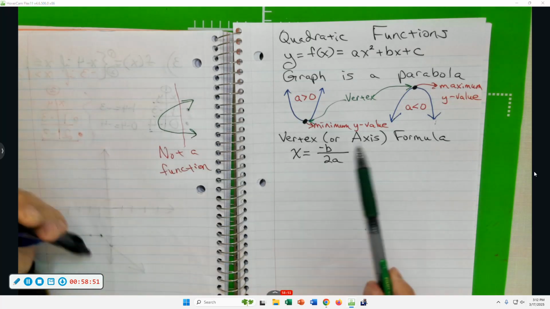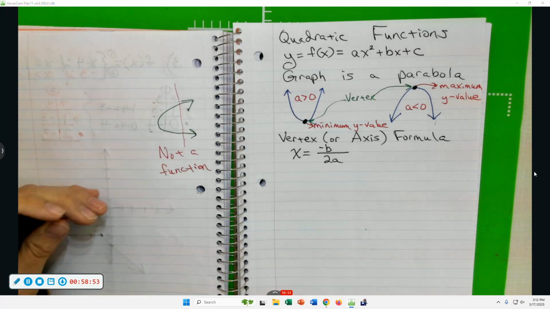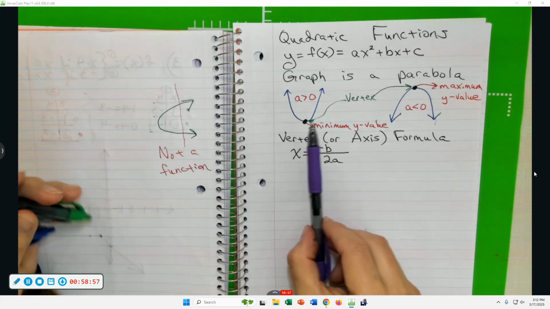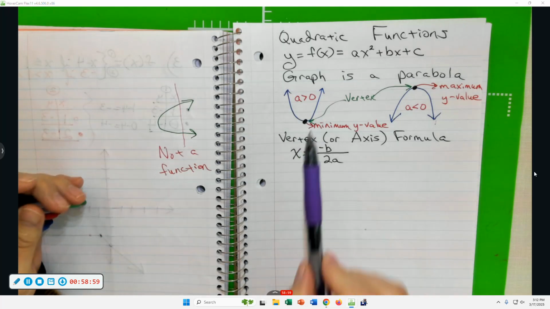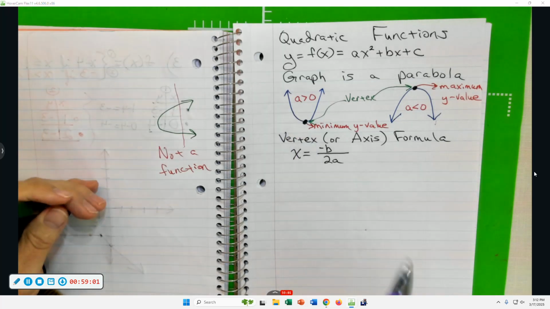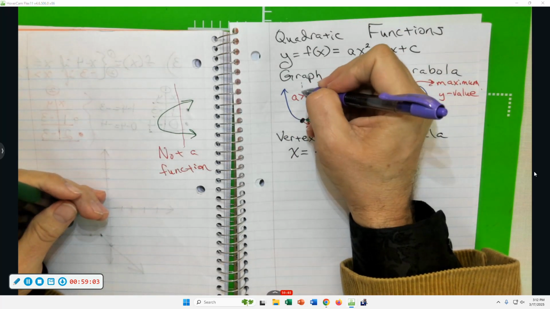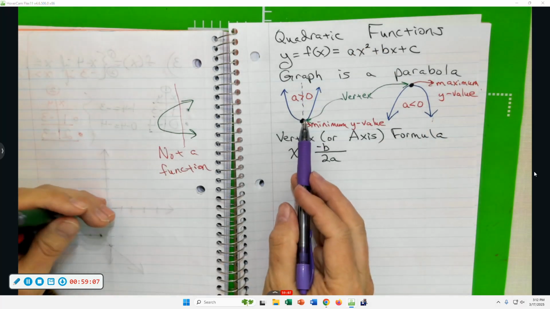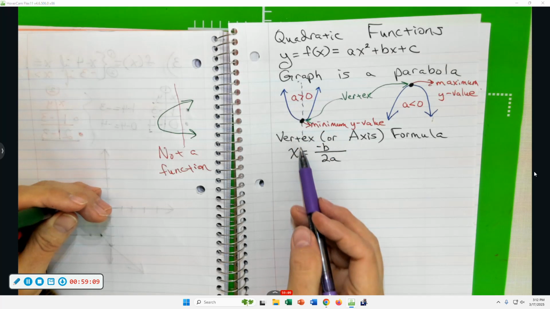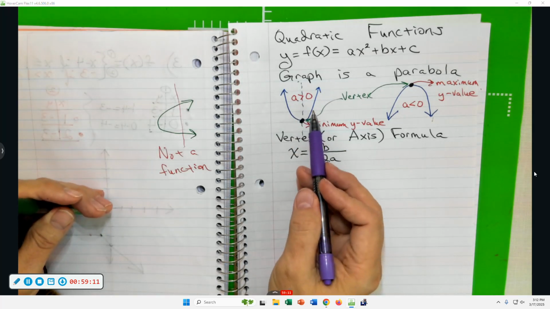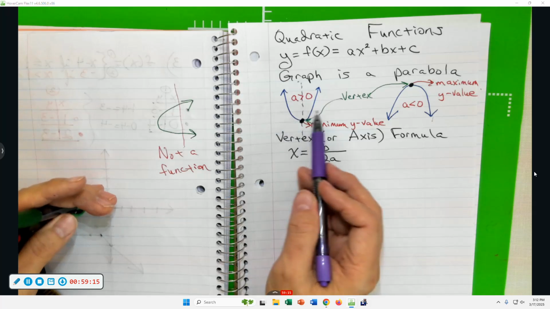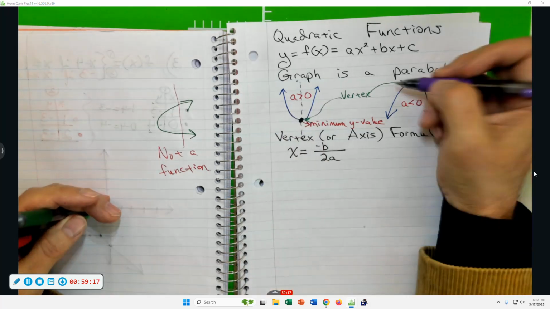Now, what do I mean by the axis? The axis is an imaginary vertical line that passes through the vertex. So these things are mirror images. Draw a vertical line through the vertex. If I tore this paper out and folded it down that vertical line, the right-hand portion should lie directly on top of the left-hand portion. They're mirror images.